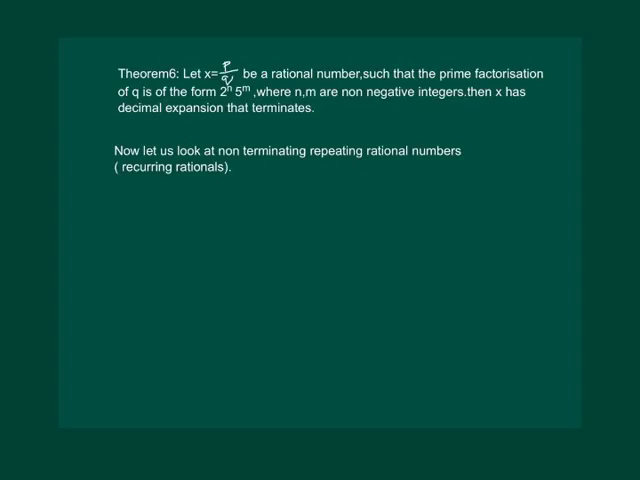Now let us look at non-terminating repeating rational numbers, or in short called recurring rationals. One such number can be 5 by 3. If you divide it, you will find that its decimal expansion is 1.666 and so on. So that is a non-terminating repeating rational number. This is also written as 1.6 bar, showing that 6 is repeating.